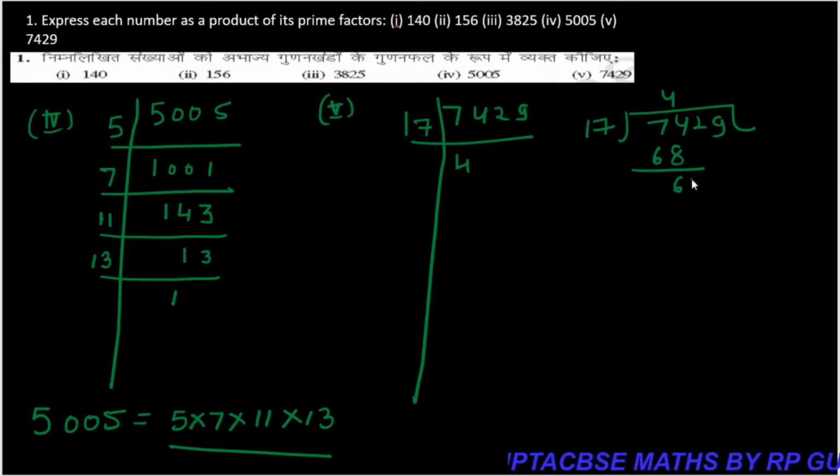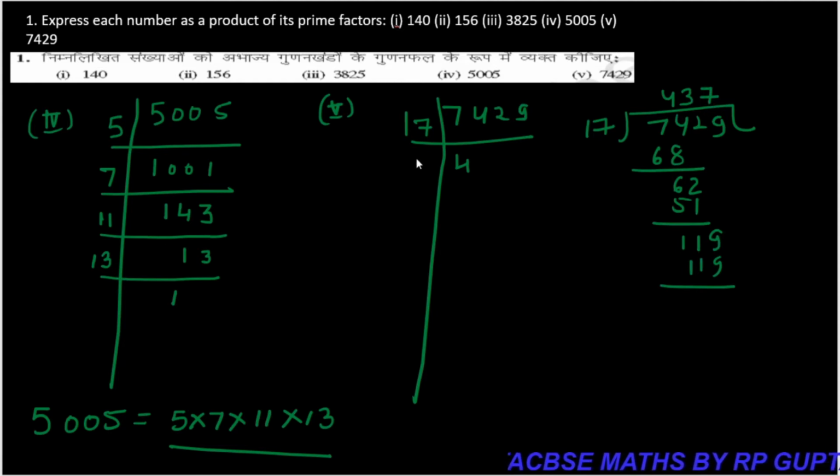Here now 62. Then you can divide it by 3. 17 3 ja 51, 119 and 17 7 ja 119. So it's quite a simple question. So what will you get? If you divide by 17, you will get 437. Now you will divide 437 again.